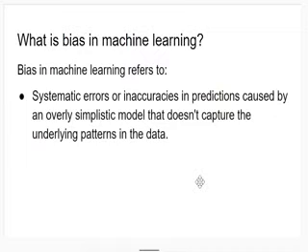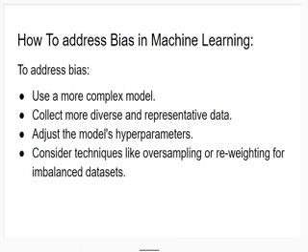And how to address this bias in machine learning? For example, you can use a more complex model, collect more diverse and representative data of the problem, adjust the model's hyperparameters, and consider techniques like oversampling or reweighting for the imbalanced data set. Because if you do oversampling or reweighting, then we can have a better version of our data set, and that can also help to address the bias.